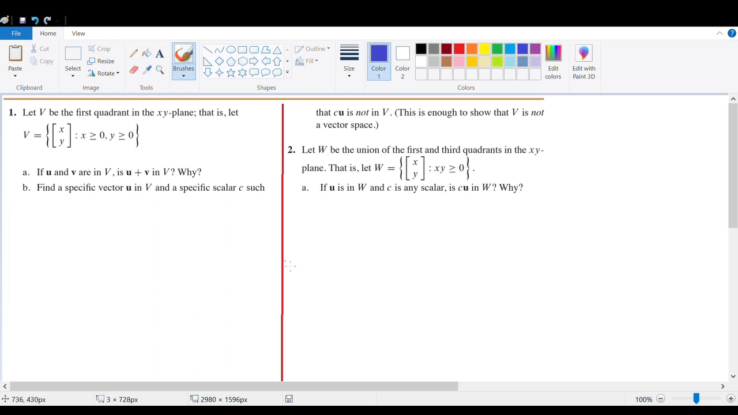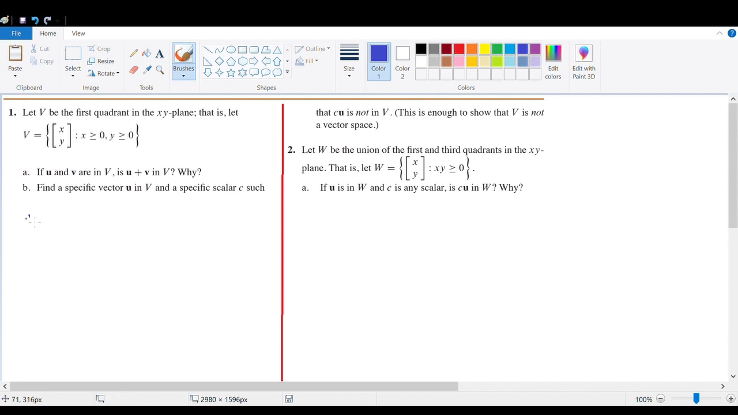In exercise 1, let V be the first quadrant in the xy plane. That is, let V equal (x, y) where x and y are both greater than or equal to 0. If u and v are in V, is u plus v in V? And why? So let us assume two vectors, u and v, both of them in V.